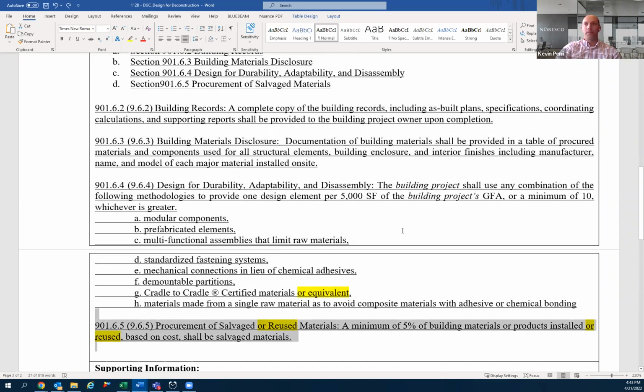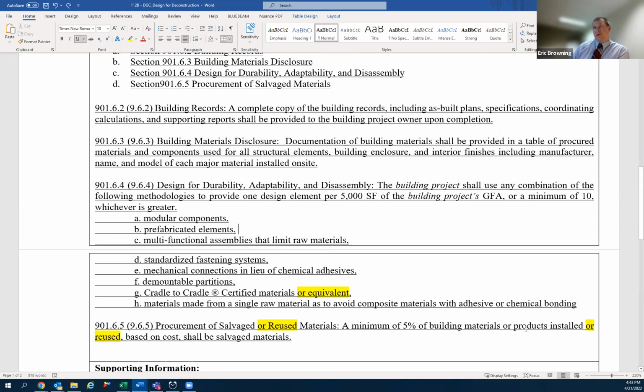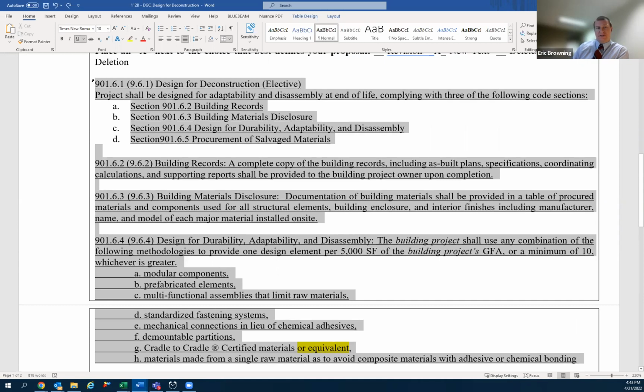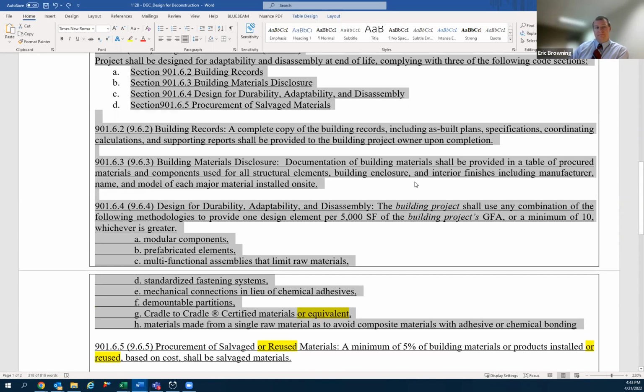Eric, go ahead. I make a motion to approve the first 3 sections, 90162, 63, and 64 as amended. Okay. Is there a second? Daniel, go ahead. Second. Okay. Any further discussion? Scott, go ahead.